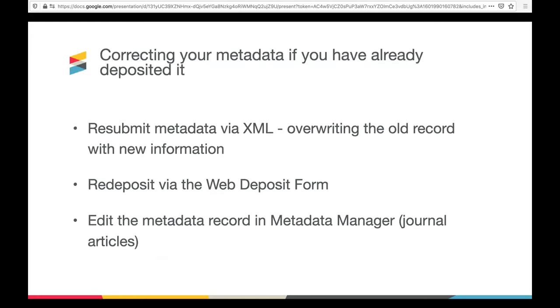If you've already made a deposit, and let's say that it's not a journal article, you can always resubmit the metadata via XML. It will overwrite the old record with the new information. As I said, you can use our web deposit form. It just requires you to fill out the form in its entirety again. And then, as I said, with Metadata Manager, you can edit the metadata record directly in Metadata Manager. Again, that's only for journal articles. It's simpler than the other formats. So that's how you can make those changes.